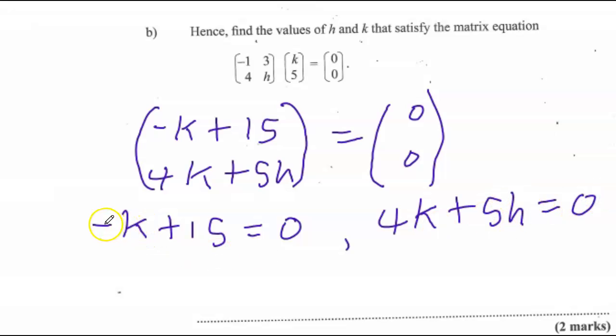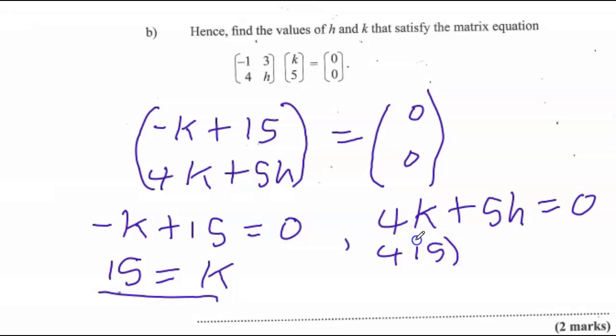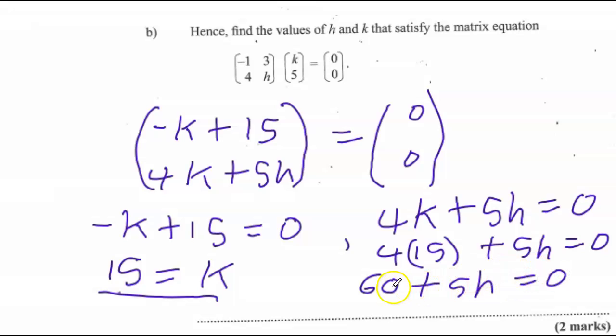Now from this first one here, we can transpose, just add k to both sides. So 15 equal to k, or k equal to 15. Now since k is 15, 4k will be 4 times 15 plus 5h equal to 0. So 4 times 15, that's 60. So 60 plus 5h is equal to 0. Subtract 60 from both sides, so we have 5h is equal to minus 60.